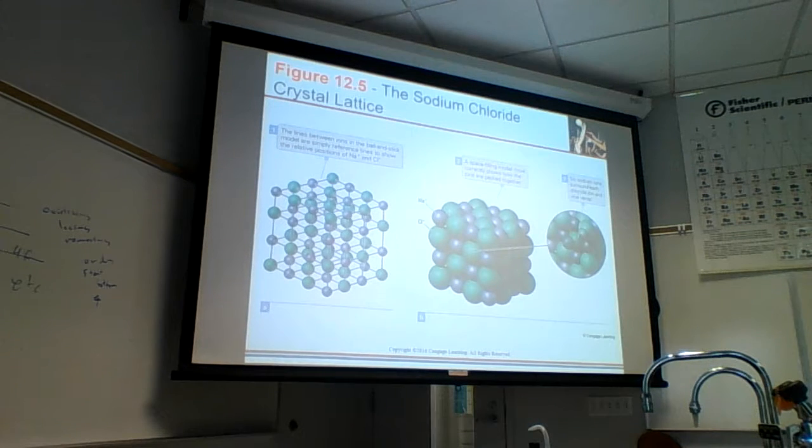Here we can see 6 sodium ions surround each chloride and vice versa. That's what we call the nearest neighbor. Those are 6 ionic bonds holding it there.